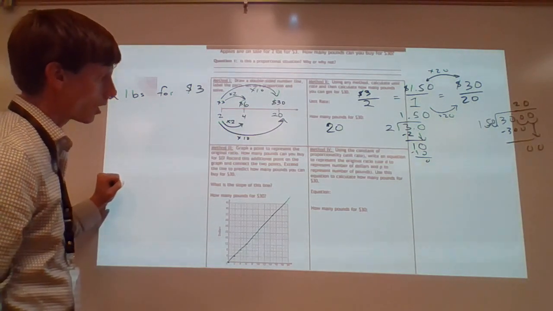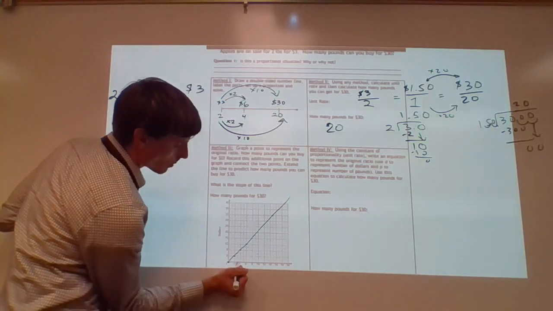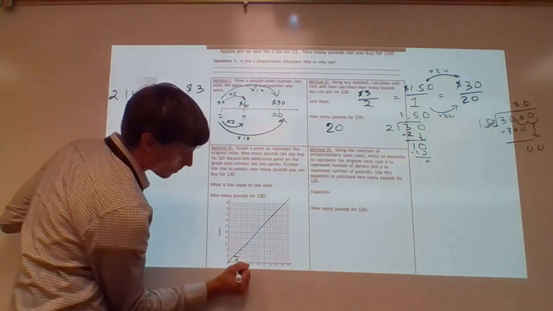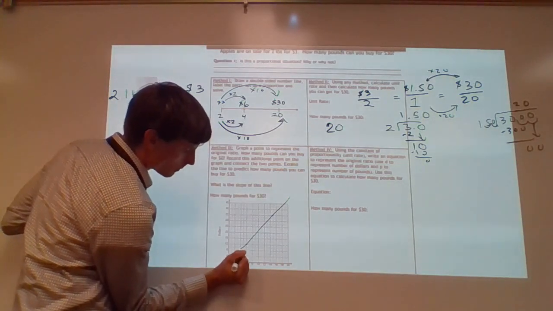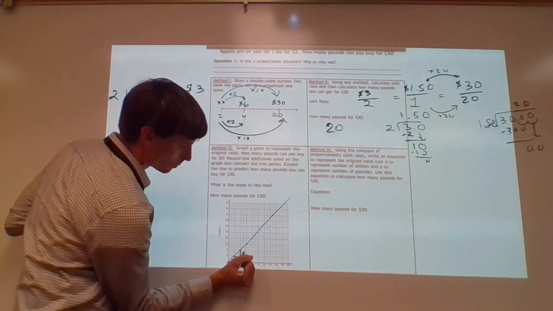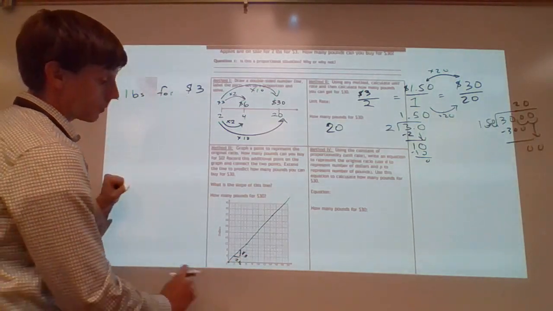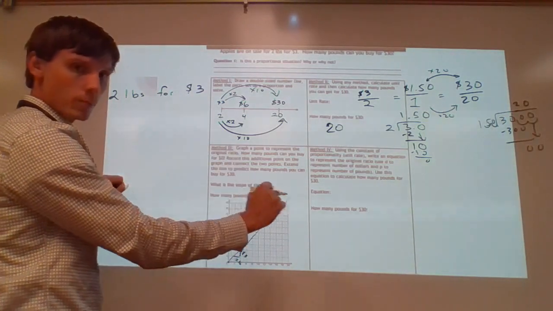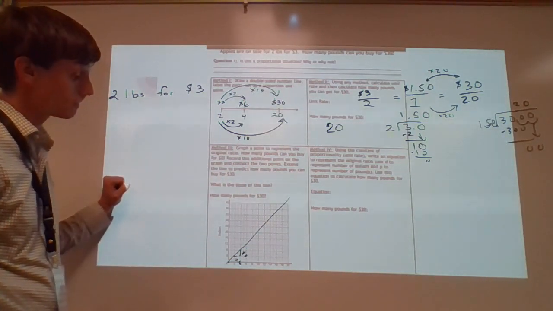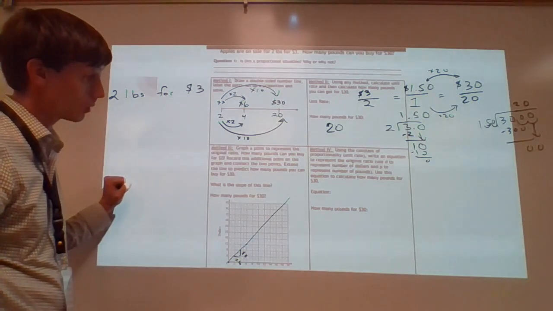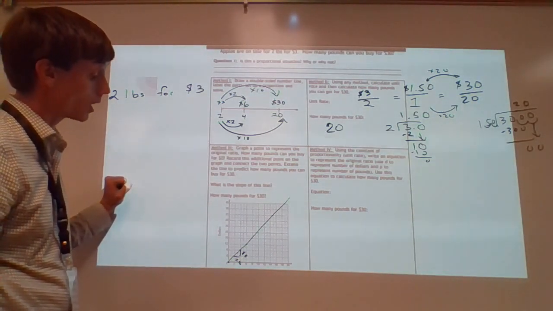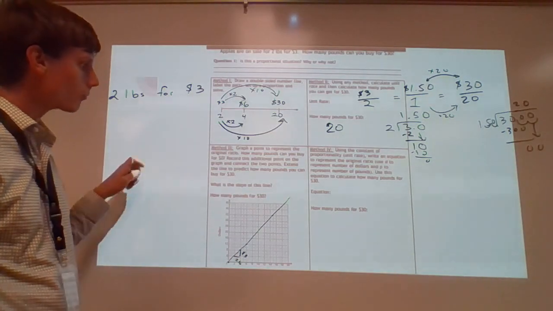All this going up is going up by, as we said, 2 pounds. So 2 to the right, and up, as we said, $3. 2 pounds, $3, 2 pounds, $3, 2 pounds, $3. That's what we call the slope of this rate. So if that's really our slope, every 2 pounds is $3.